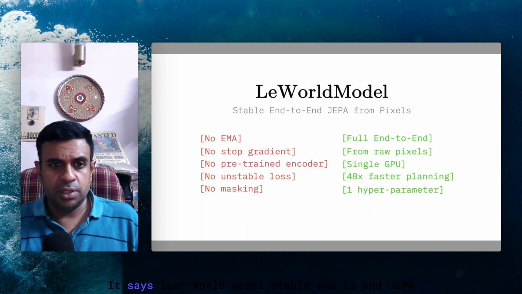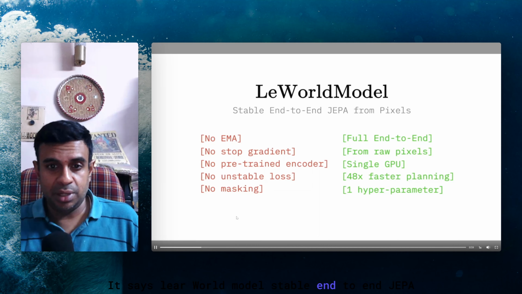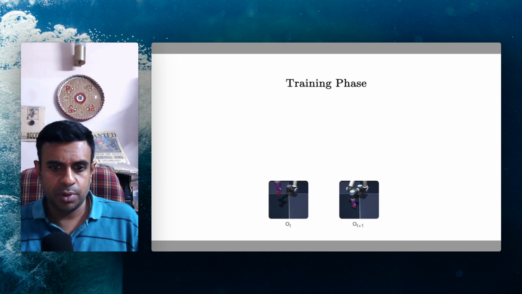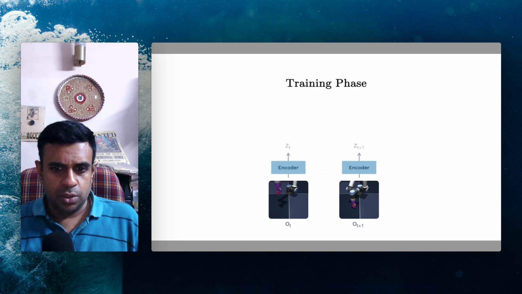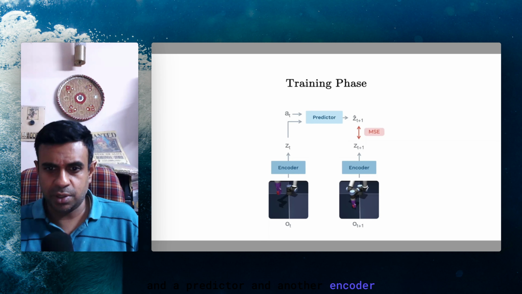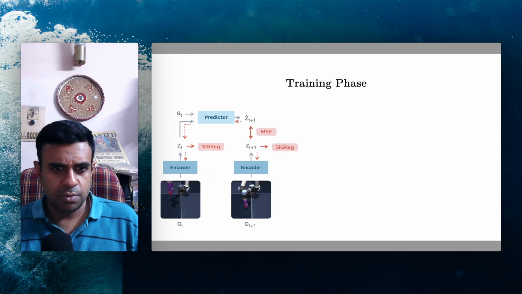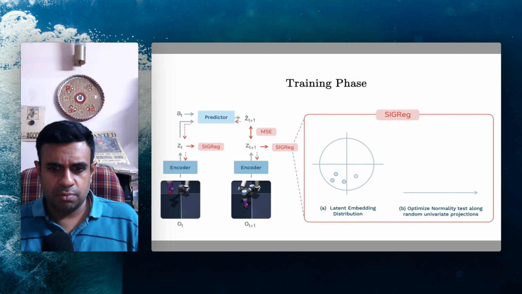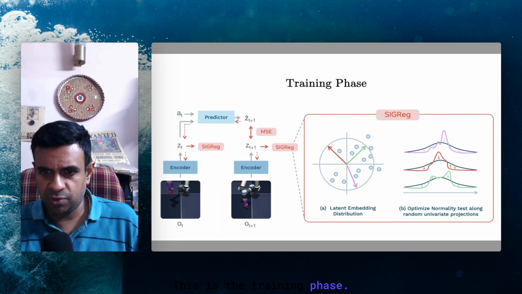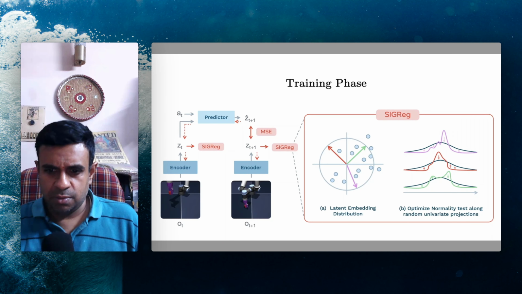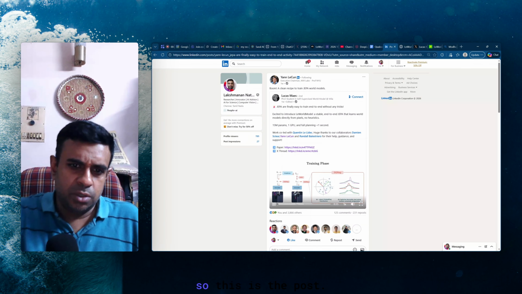So there's no audio. It says LeWorldModel, Stable End-to-End JEPA from Pixels. It shows an encoder and a predictor and another encoder. It's a mean squared error loss, and it shows this is the training phase. Okay, so this is the post.